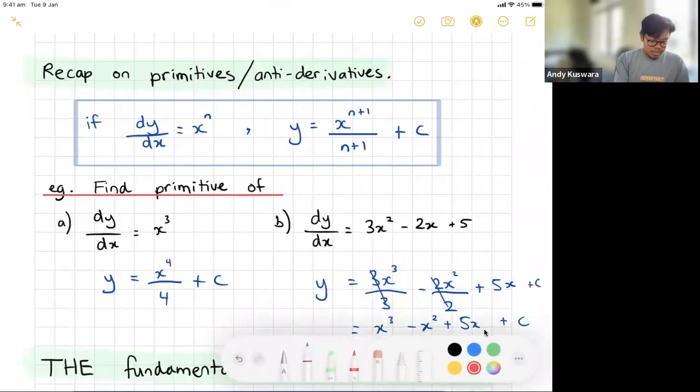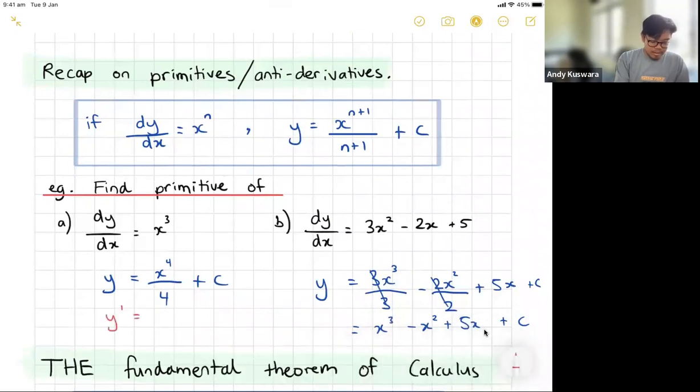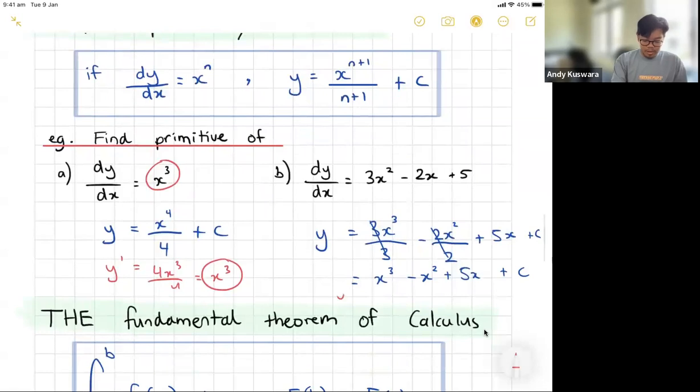Now, the way that this works is if I go y dash and I go back again, what am I left with? I'm left with 4x cubed on 4, which is x to the power of 3. And notice how that is the same as that. That's how you know you've done your primitives correctly, if you differentiate it and then you get back. Same thing here. If I go back to y dash, that becomes 3x squared minus 2x plus 5. And take a look at that. It looks exactly the same as what we had. So that's what the primitive is. It's the opposite, or it's going backwards, the antiderivative, so to speak.